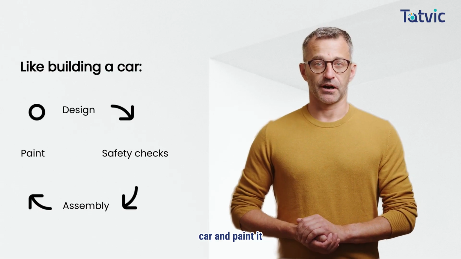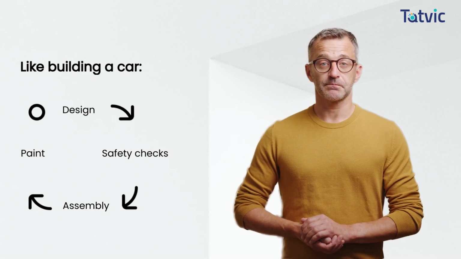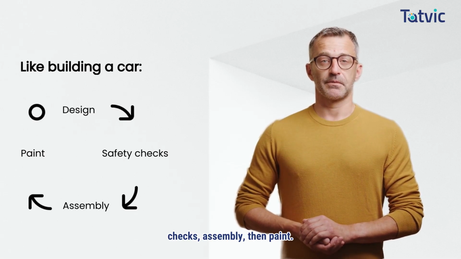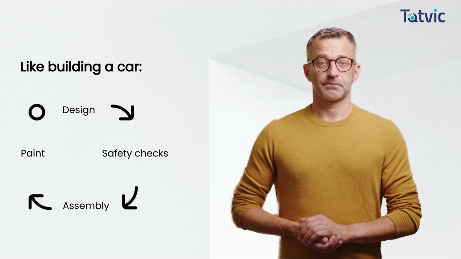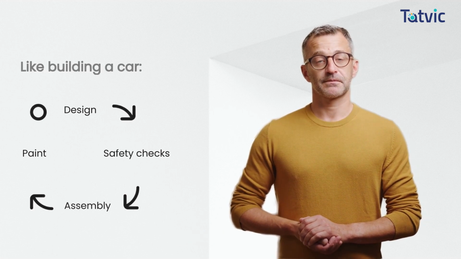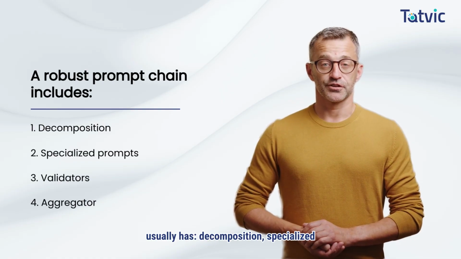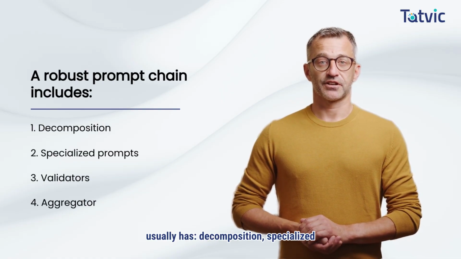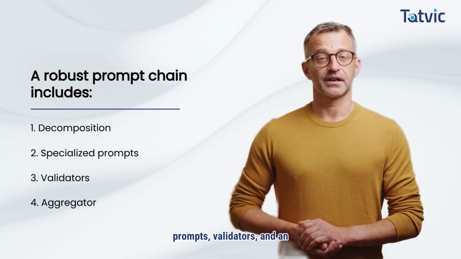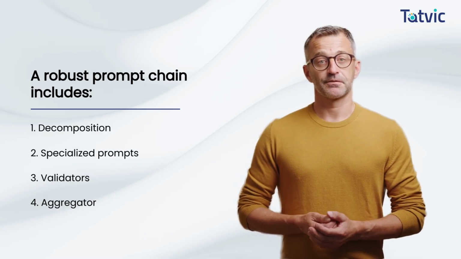You wouldn't build a car and paint it in one go. You separate design, safety checks, assembly, then paint. Prompt chaining does the same for language tasks. A robust prompt chain usually has decomposition, specialized prompts, validators, and an aggregator.